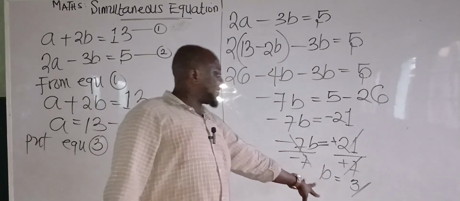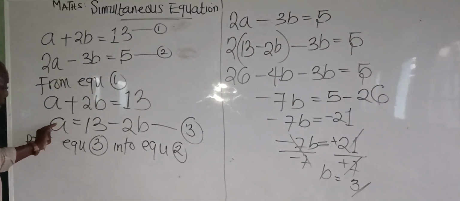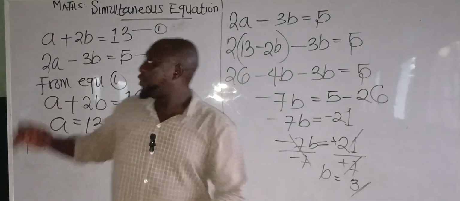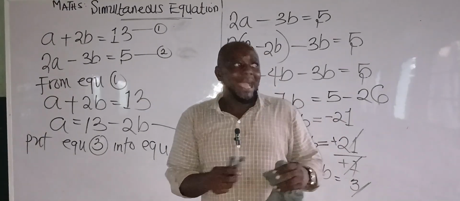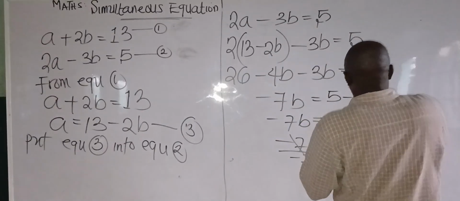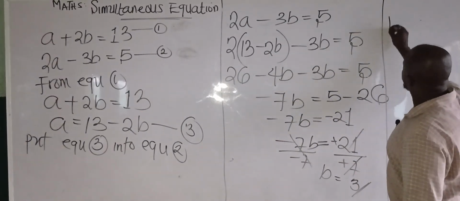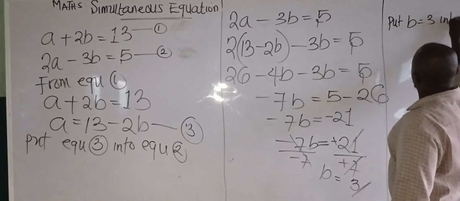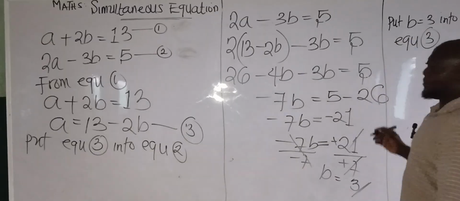Now that I've gotten this, for me to be able to get my A, I'll go back to this 3, because we say let A be equal to this. That does not mean you cannot use equation 1 or 2. You can use equation 1 or 2 if you like. It's up to you. We'll get the same answer. Going further, I will put B equals 3 into equation 3. That's what I'm having here.